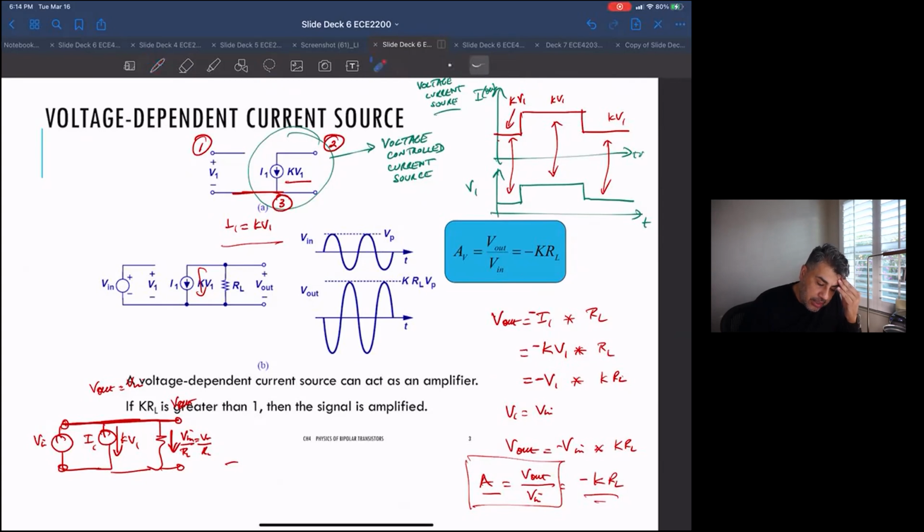So this guy isn't necessarily going to be connected to this point. In fact, you don't want it to be. Well, I guess it could be connected. In some circuits they are connected, but it wouldn't give you a gain from input to output.